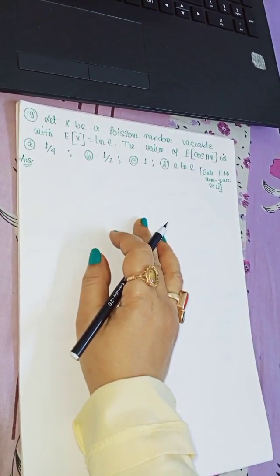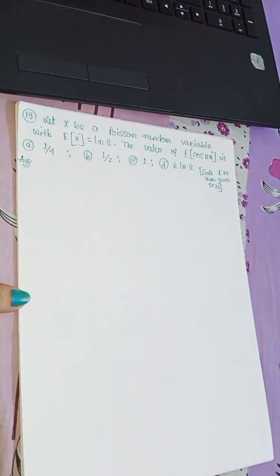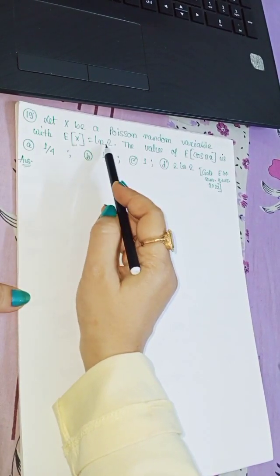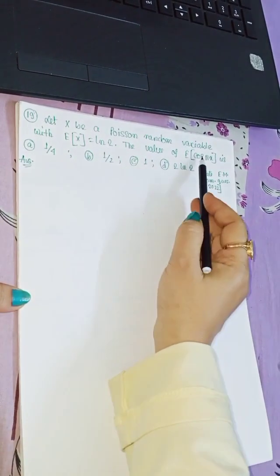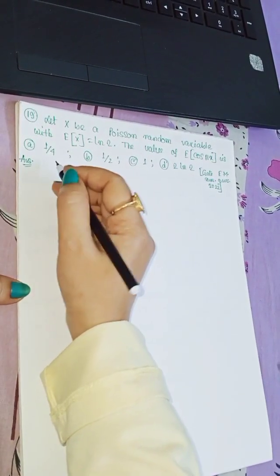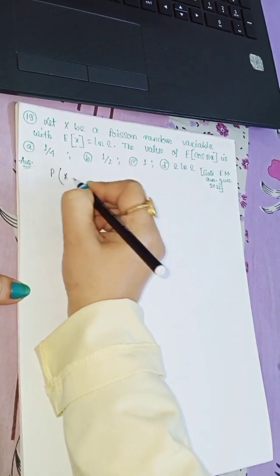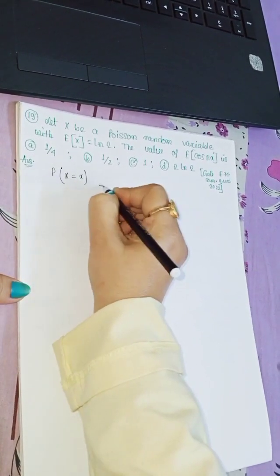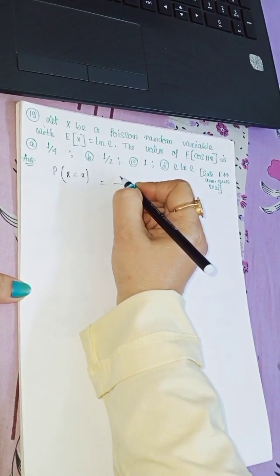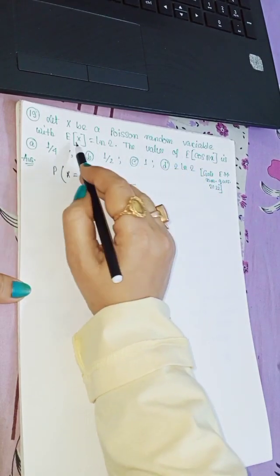So X is a Poisson random variable. The function is E of greatest integer function, that is equal to ln 2. The value of cos of πX is... four options are given. So now look at this. P of capital X equals small x, for a Poisson random variable.